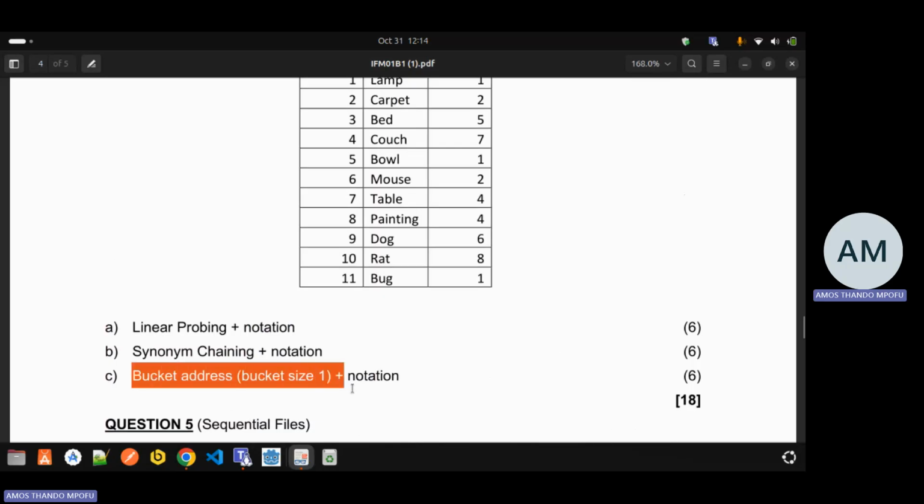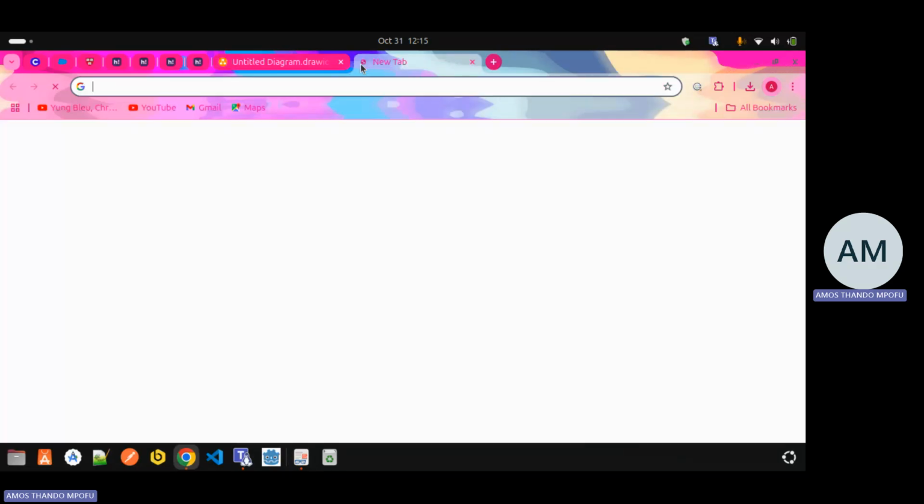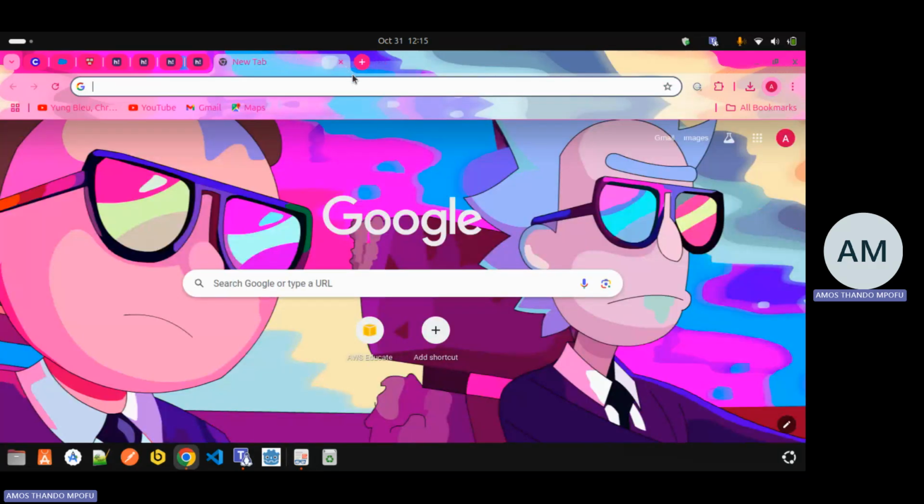So with the bucket size thing, it's basically a bucket. I think they start from 0. But then this is weird. Bucket size 1, that's honestly weird. Bucket sizes are usually bigger than that. So let me check.